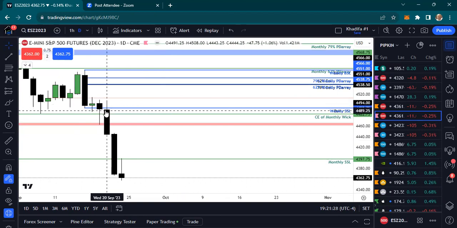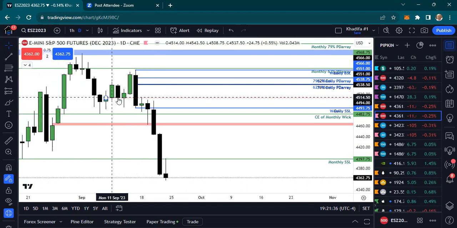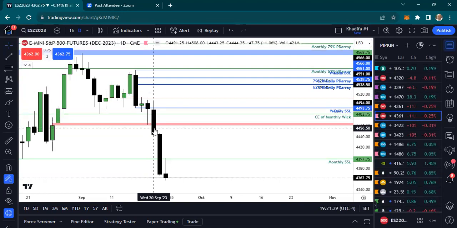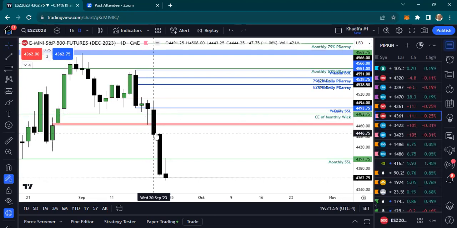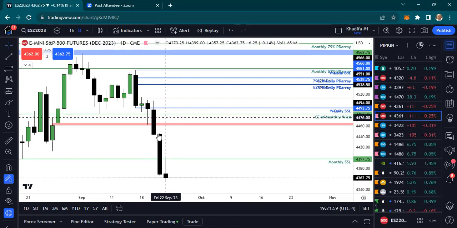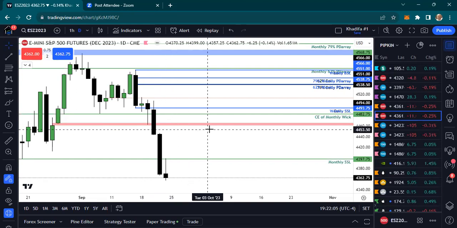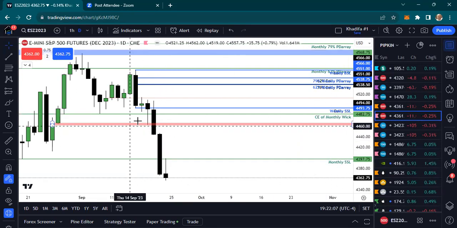And I told you guys Wednesday that if we could not get back above this daily volume imbalance, I expected us to run down to it, and then we would see how price reacted to that level. And I told you if we ran through it and closed below it aggressively, those were my words, that I would expect us to run that monthly sell side liquidity.